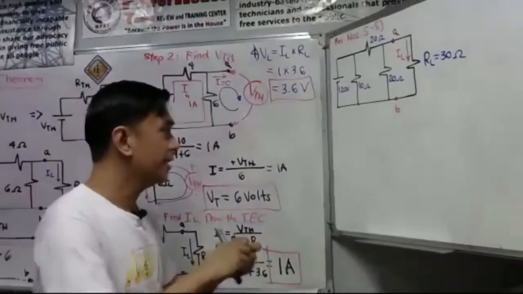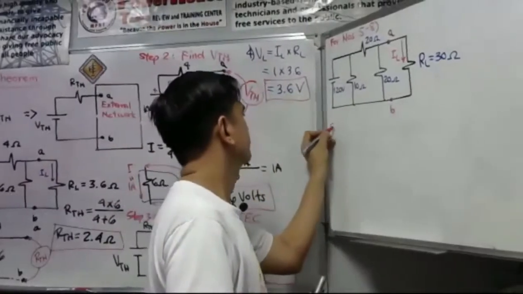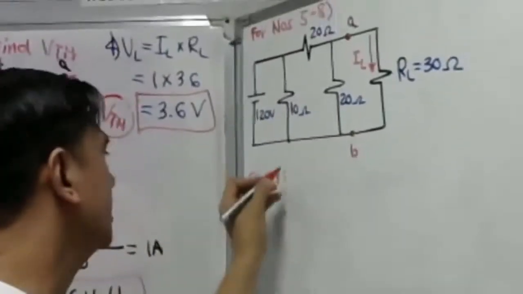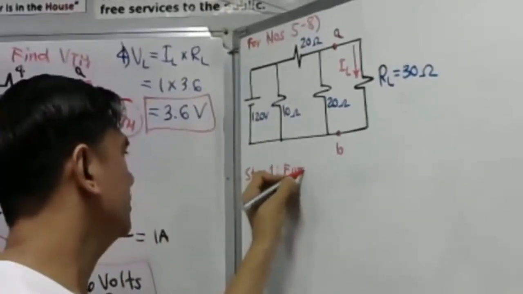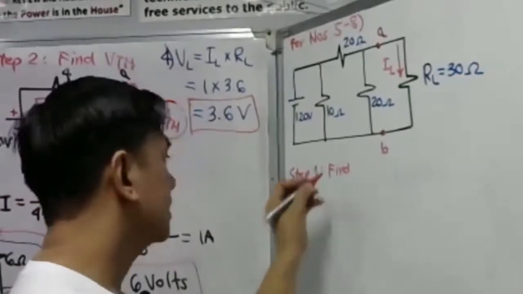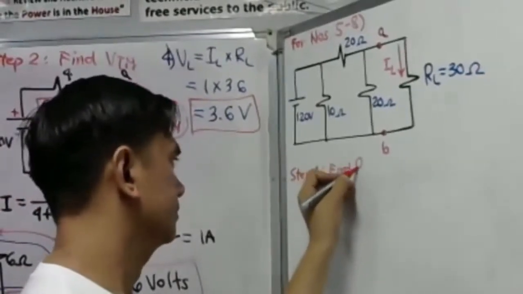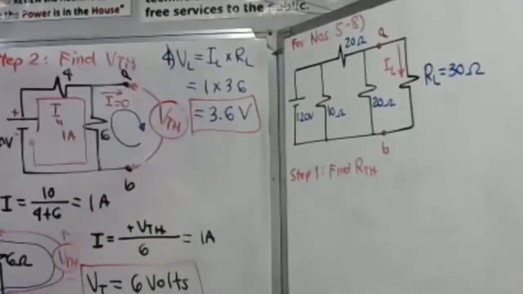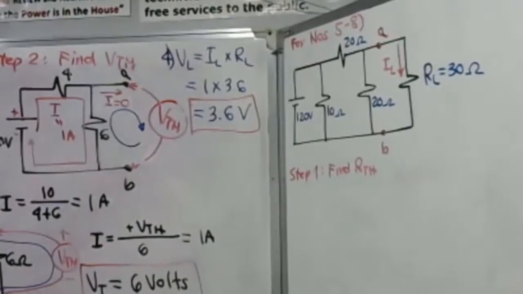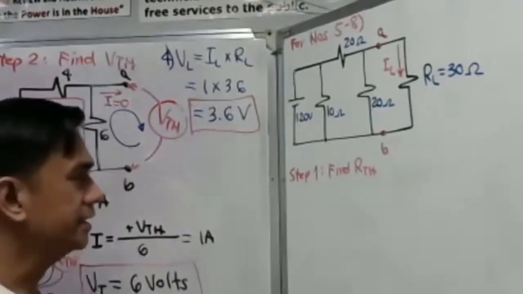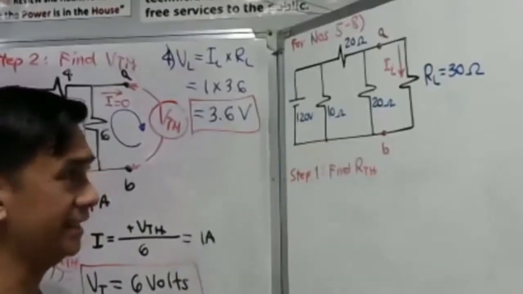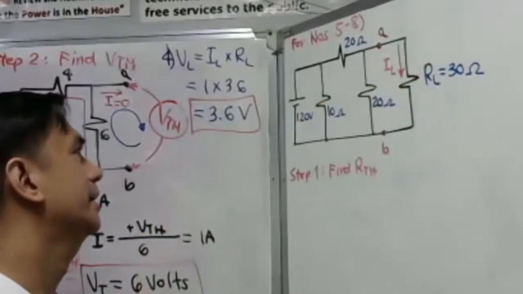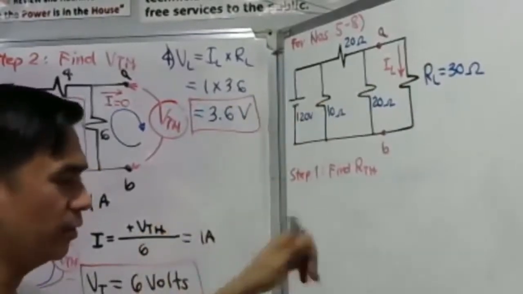Okay, so step 1. Okay, let us find our RTH. No? Find, just like what we did before. So find RTH. Okay. RTH. So our RTH, no, that is the Thevenin's open circuit resistance. So let us disconnect our RL, okay, and let us short the 120 volt source.